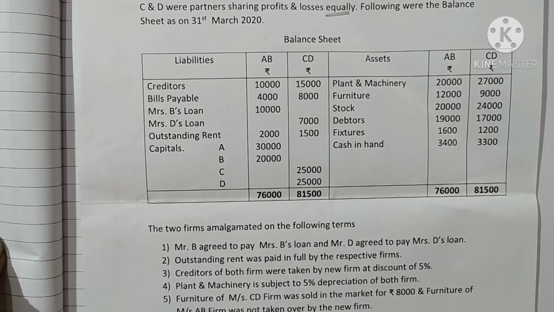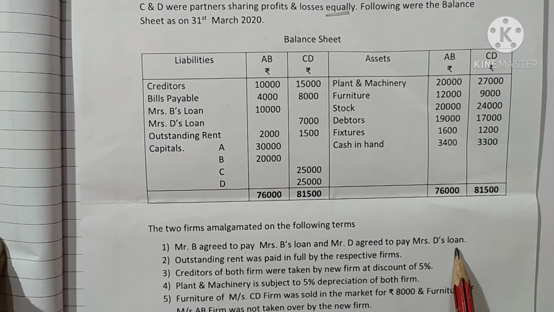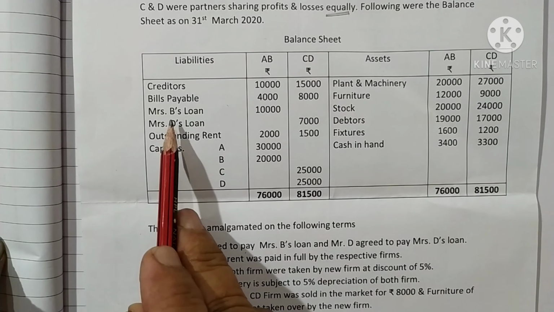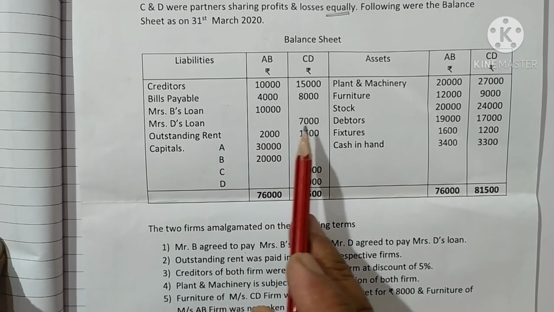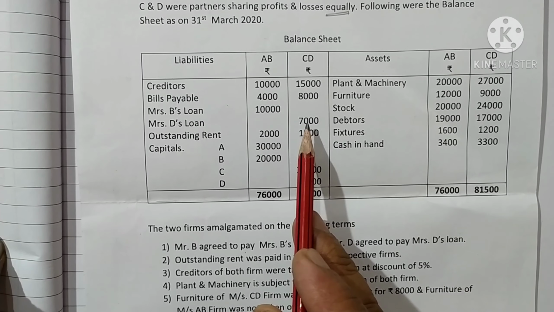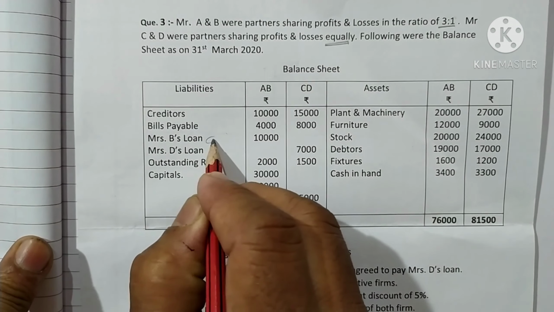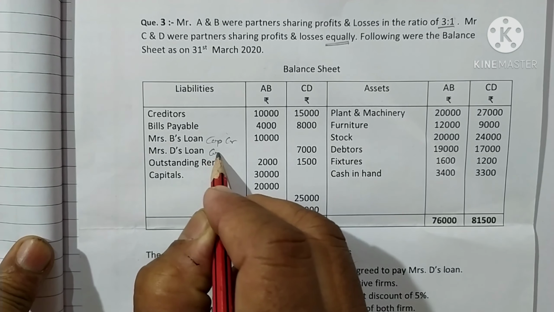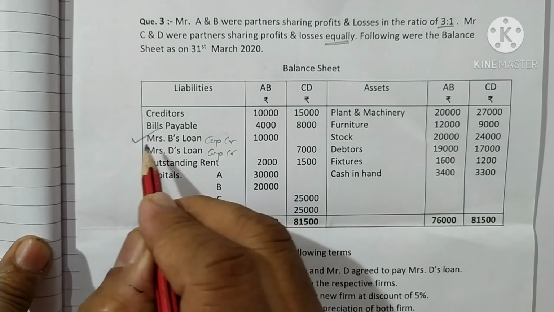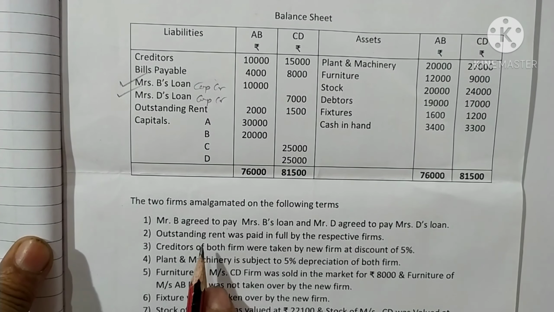First adjustment: Mr. B agreed to pay Mrs. B's loan and Mr. D agreed to pay Mrs. D's loan. Here, Mrs. B's loan is rupees 10,000 and Mrs. D's loan is rupees 7,000. It will be directly transferred to the partners' capital account credit side. Here we write partners' capital account credit shares.